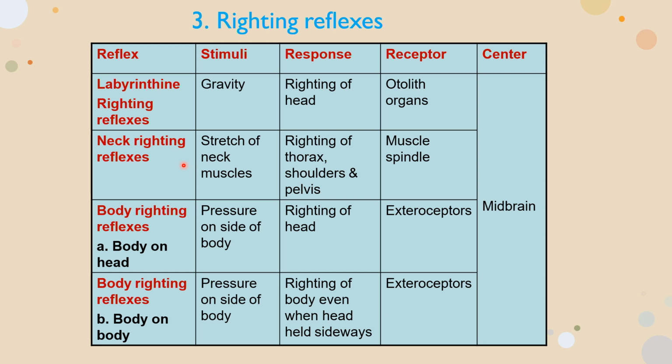For neck righting reflexes, the stimulus is stretch of the neck muscles and the response is righting of thorax, shoulder and pelvis. So this is the head, and beneath the head the thorax, shoulder and pelvis will be righted. The receptors are muscle spindles. And body righting reflexes, body on head: the stimulus is pressure on side of body, response is righting of head.